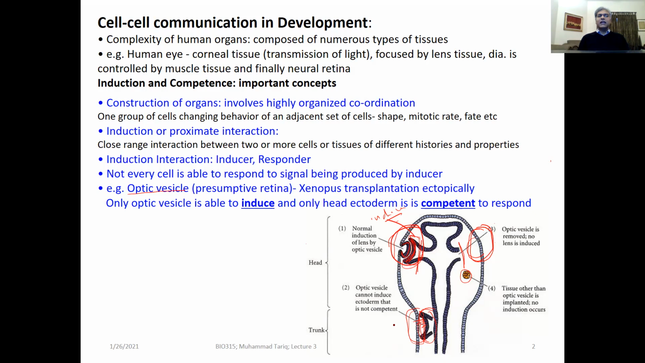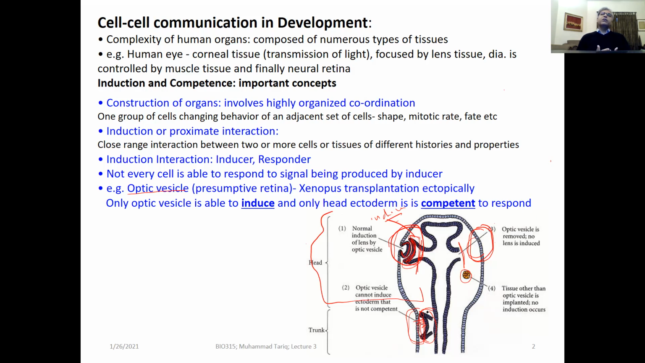Sir, I have a question. Yeah. The optic vesicle will be sending signal, will be inducing even in other regions as well, right? It's just that the ectodermal cells are not competent. Yeah. So ectodermal cells in this head region, these ones, are responder cells. They are competent, they will respond to the signal. But in this region, the ectodermal cells are simply not competent. That's why they don't respond in the way the ectodermal cells in the head respond.